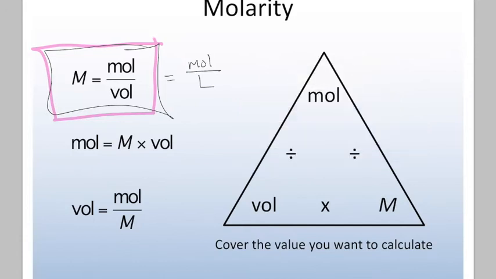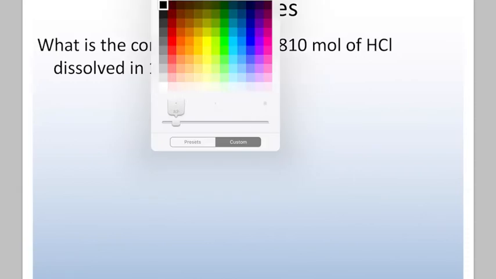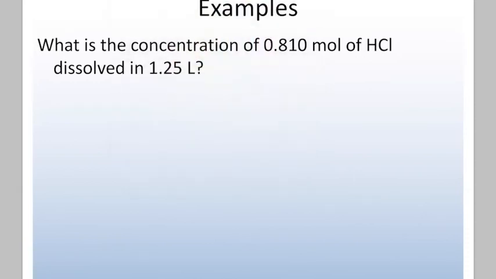Again, for this, we're going to focus specifically on how to calculate molarity, because that's what we need to do for our lab. Okay. So the easiest situation is when you're given your quantity in terms of moles. So for example here, what is the concentration of 0.810 moles of hydrochloric acid dissolved in 1.25 liters? Well, again, what am I thinking? Big M equals moles divided by liters.